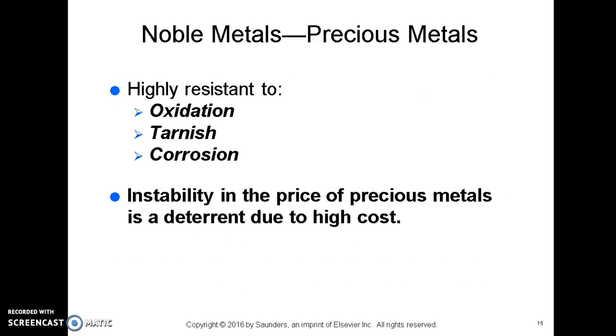Noble metals are highly resistant to oxidation, tarnish, and corrosion. The only one there that's in the noble metals is silver that does tarnish, but it's mixed in for other properties. The instability in the price of precious metals is a deterrent of use in dentistry due to its high cost. And refer back to that gold slide where it's over $1,600 an ounce currently.